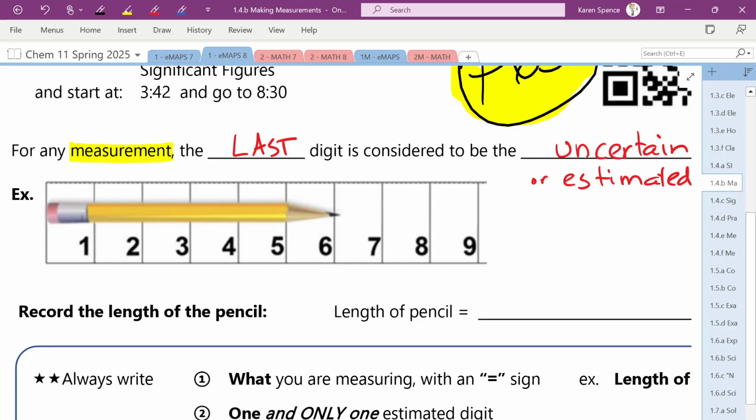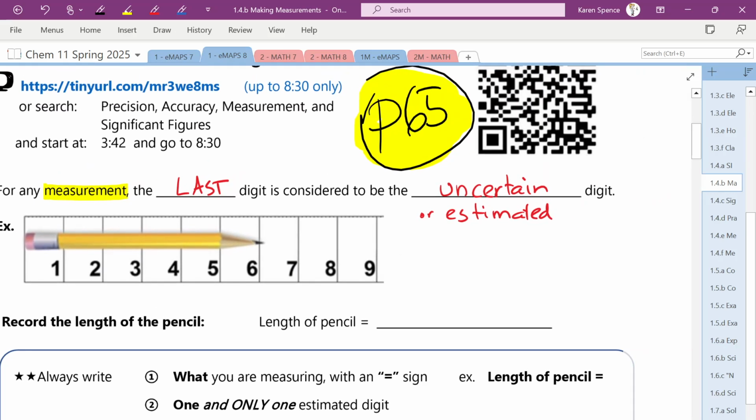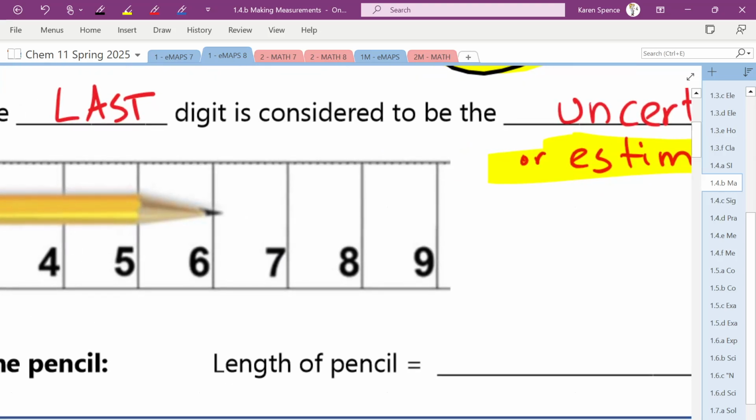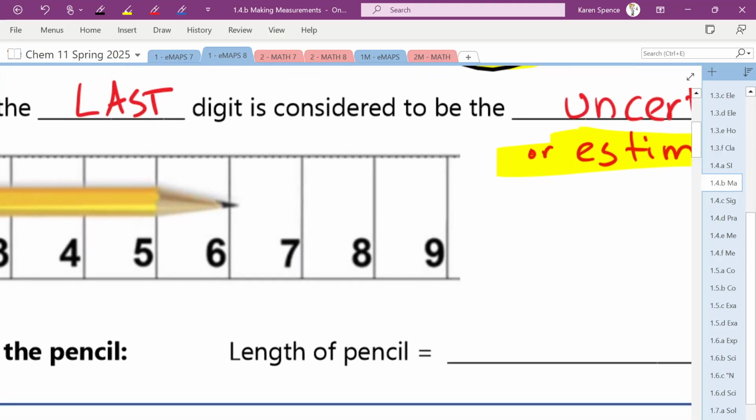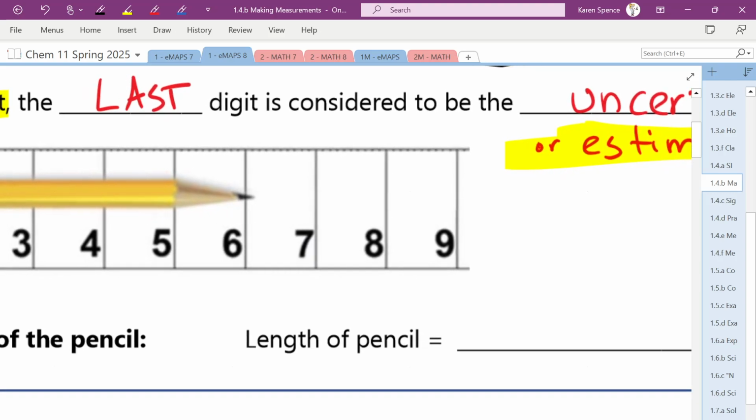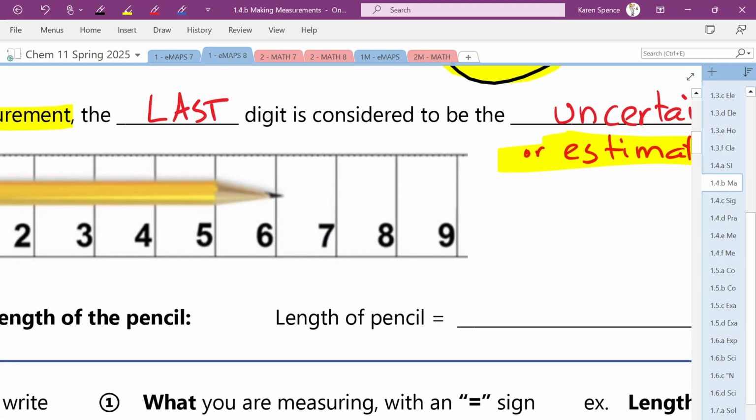How many people like 6.1? How many people like 6.2? You're both right, okay? If you like 6.3, you're also correct, because our last digit is going to be estimated or uncertain. So we are absolutely sure that it is 6 point something. We are not unsure about the 6. The 6 is certain. So the length of the pencil is going to be 6.1.